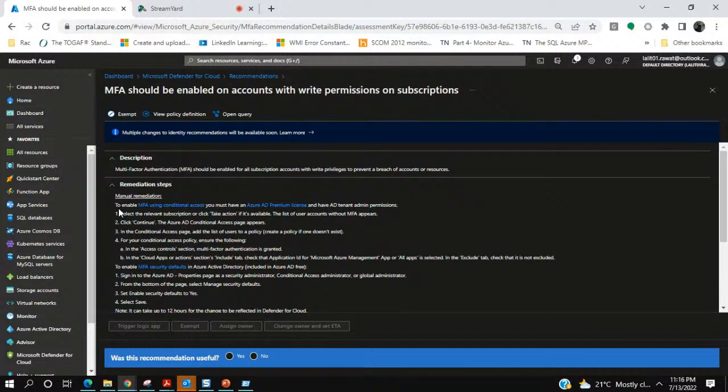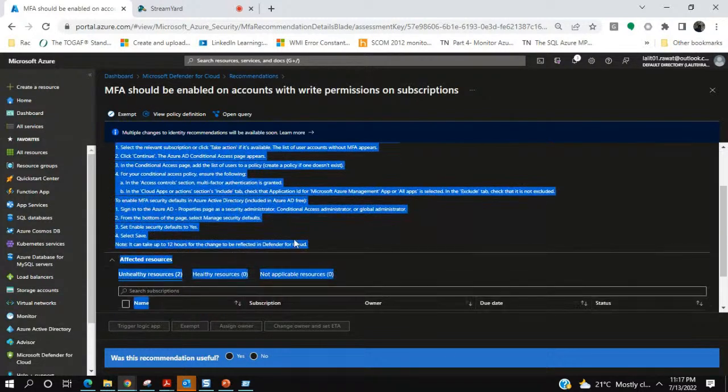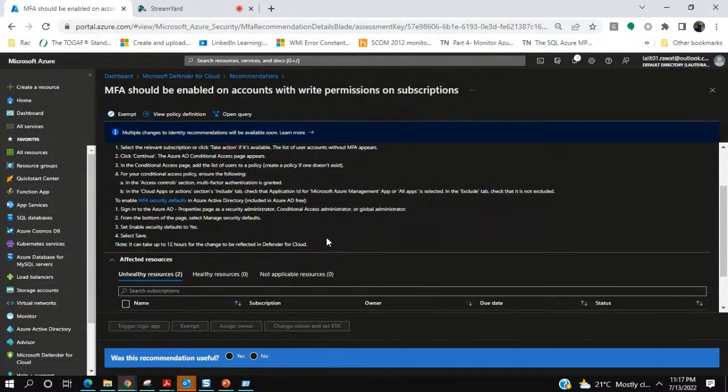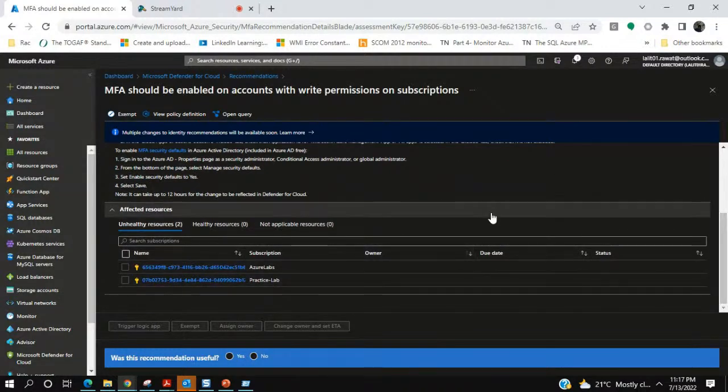But if you want to exempt it, you can click on exempt. If you don't want it enabled for a particular account or particular services, or your company does not want to buy premium licenses, that is absolutely fine and you can exempt it. But these steps are clearly defined in Microsoft Defender to enable those resources or services. And then what are the resources? These two subscriptions are there.